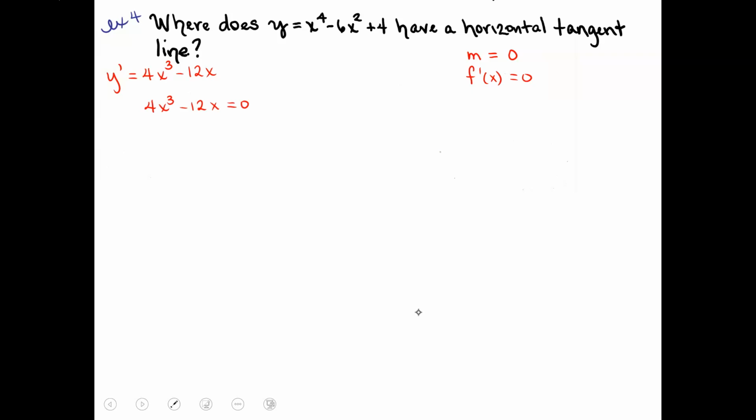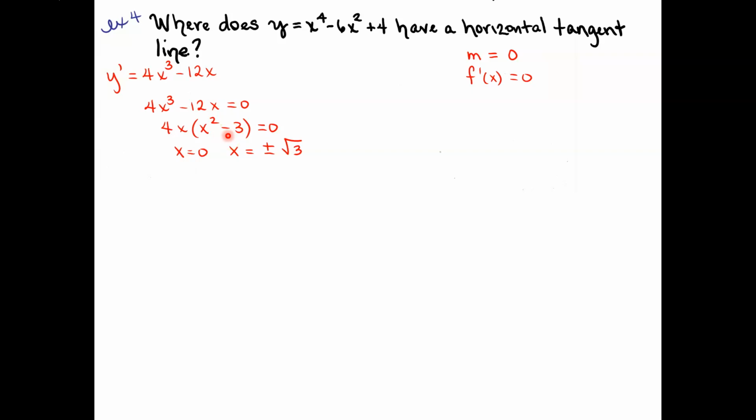All right, so take out your greatest common factor. You could take out a 4x, and then we can set each of those factors equal to 0. So if we set 4x equal to 0, divide both sides by 4. Set x squared minus 3 equal to 0. We'll add 3 to both sides.